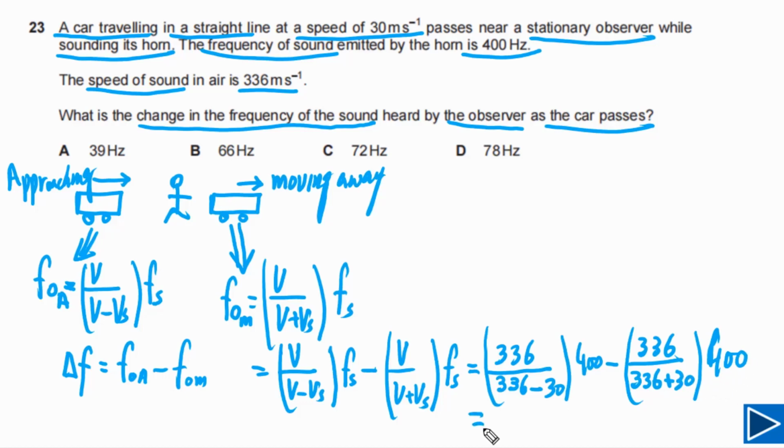Now simply we need to solve this one. If we calculate in this case, our final answer will be equal to 72 hertz, and this is the change in frequency heard by this observer when the car passes this observer. So the answer for this question is C.